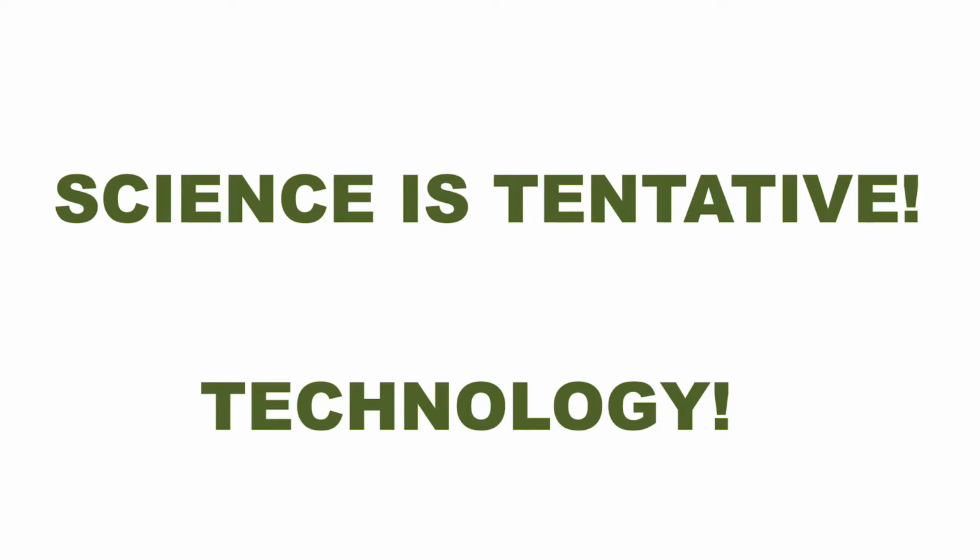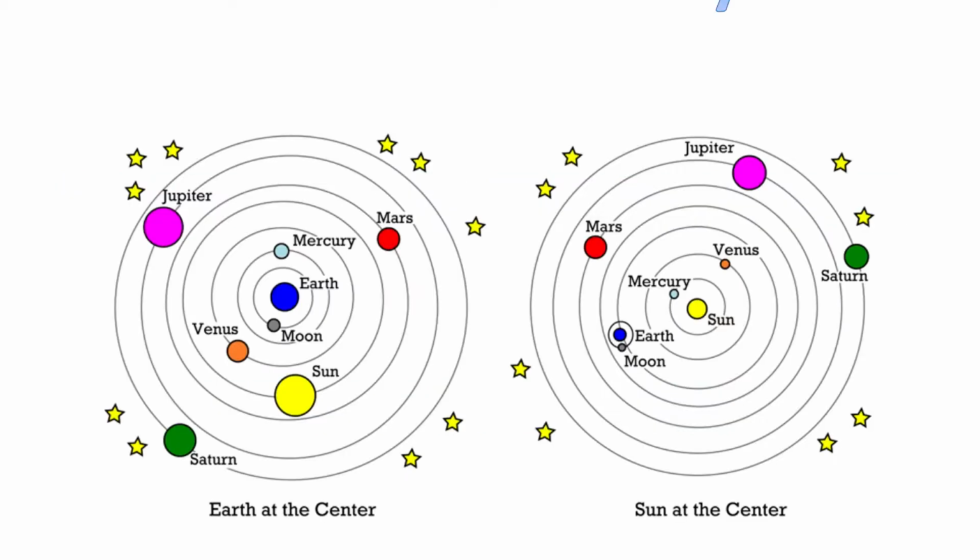So, a really good example of science changing because of technology is the center of our solar system. Originally, we believed that the Earth was the center of our solar system, right?